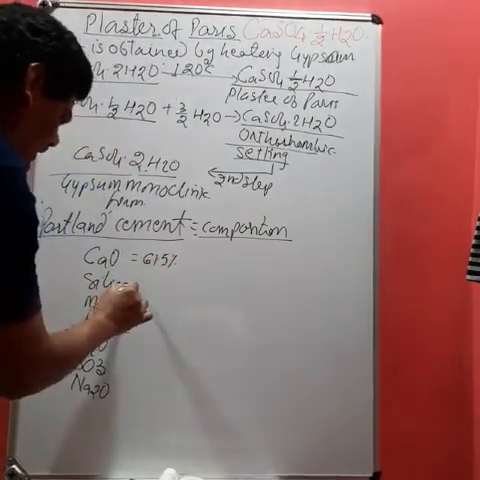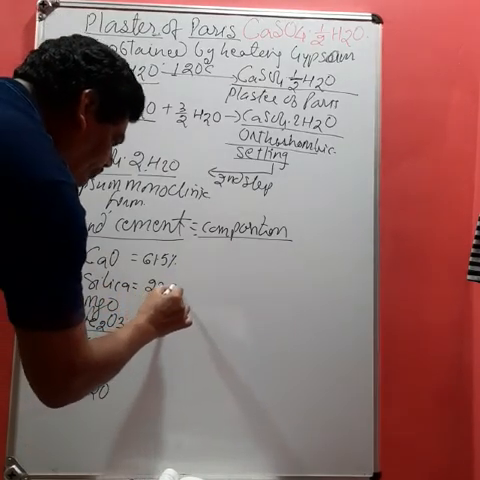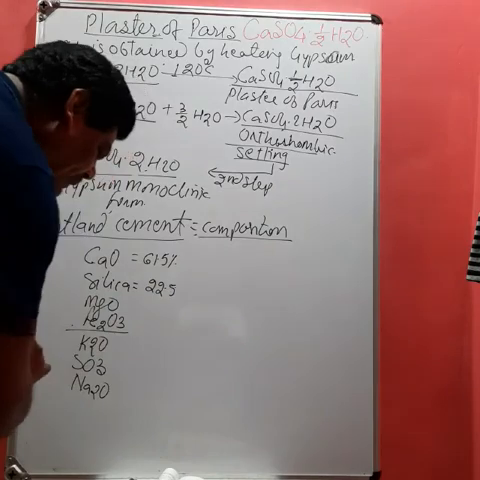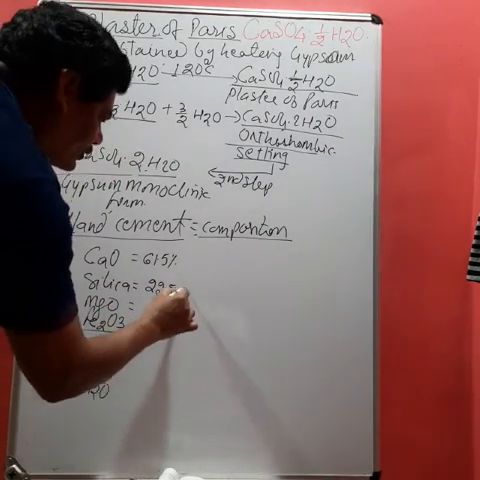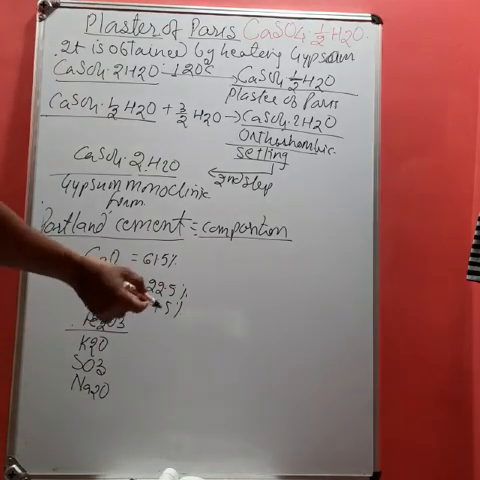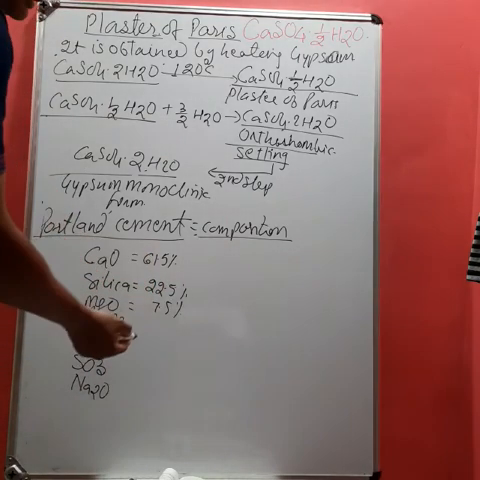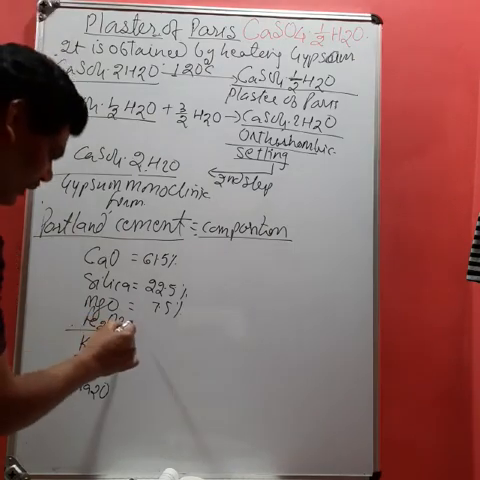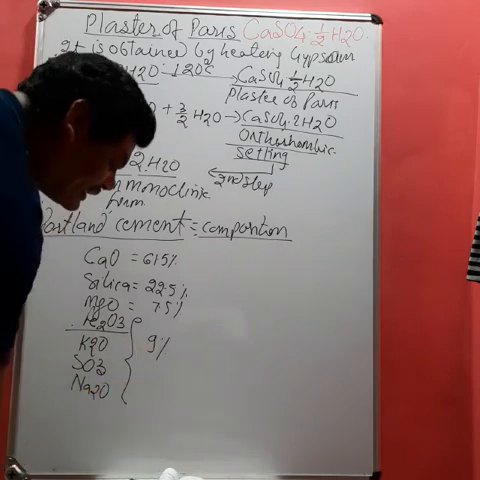Exact percentage, if we talk about the calcium oxide, it is the principal component, that is 61.5%. The next one, silica, it is 22.5%. Then aluminum oxide, this is 7.5%. So here you can calculate, that becomes 91.5%. That means what? Now in the remaining 9%, the different types of components are present.